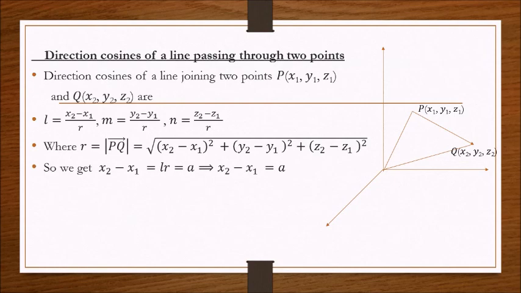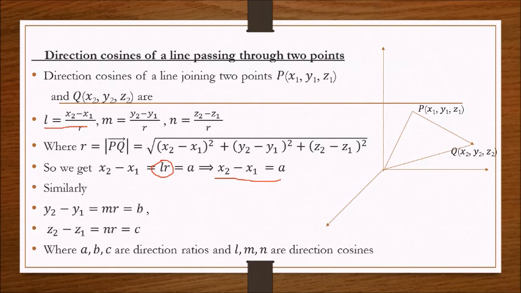Now the main thing to notice here is that we get x2 minus x1 equal to lr. If you consider the first, l equal to (x2 minus x1) by r, you get x2 minus x1 equal to lr. Previously, this lr is nothing but a, which implies x2 minus x1 equal to a. So we get the direction ratio a equal to x2 minus x1. If you consider 2 points, then a equal to x2 minus x1. Similarly, you can get y2 minus y1 equal to b and z2 minus z1 equal to c, where a, b, c are direction ratios and l, m, n are direction cosines.